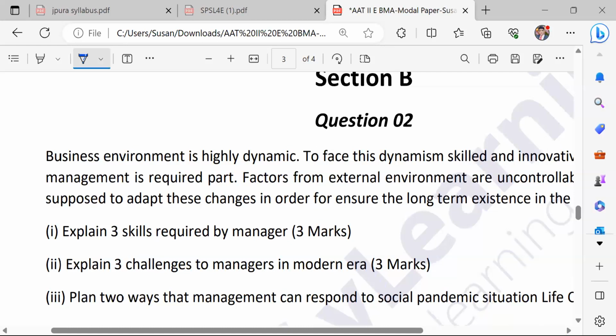Explain 3 skills required by a manager. There are many skills required by managers, like communication skills.